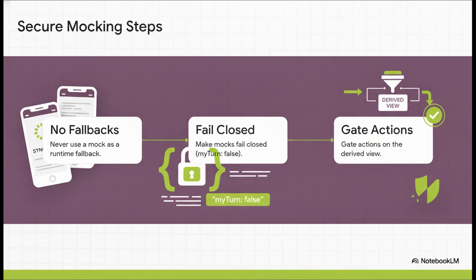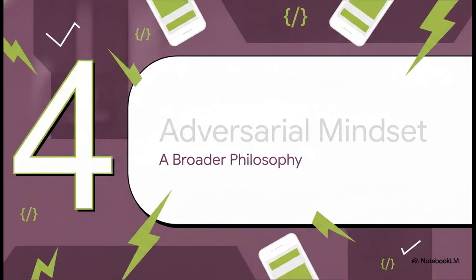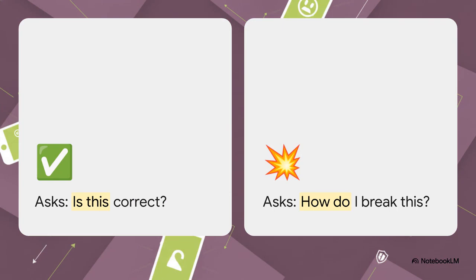And step 3, gate your actions on the derived view, not the raw incoming payload. Because as we saw, just because data is present doesn't mean it's ready. Finally, Part 4, the adversarial mindset. Stepping back from the specific bugs for a second, we have to ask, why was this particular audit so ridiculously effective? It all comes down to the mindset.